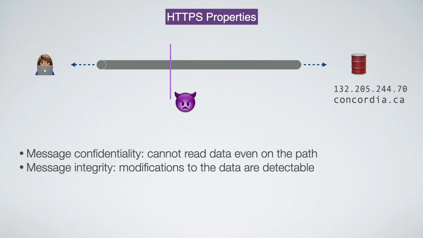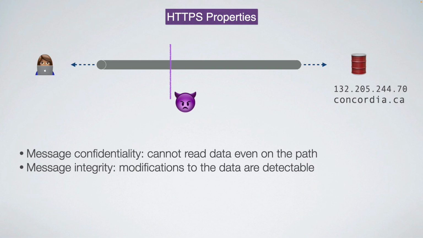Okay? And so what we want is a property that basically says we can't stop them from changing it, but what we could do is detect it. So if I receive a packet, I should be able to figure out whether it was tampered with or not. Okay? So that's what message integrity is: modifications to the data are detectable.